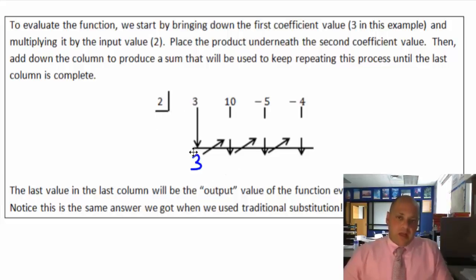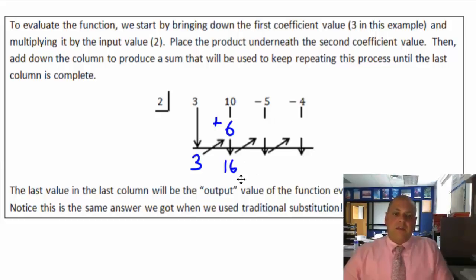You multiply by whatever number's in the box, and that's what you keep doing as you go along. So you take that 3 and you multiply it by 2. 3 times 2 is 6. That product goes here, 6. And you add down. 10 plus 6 is 16.